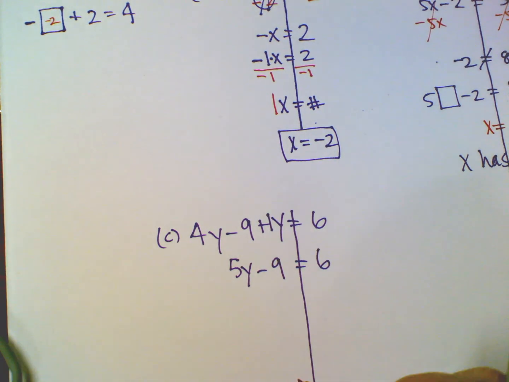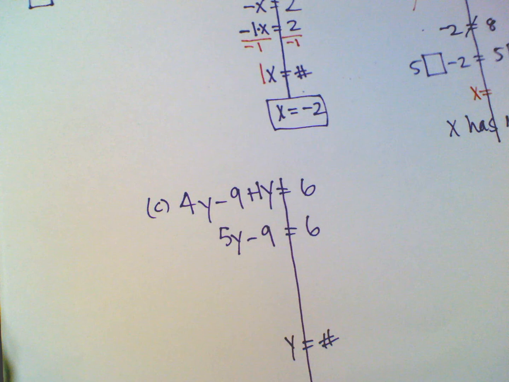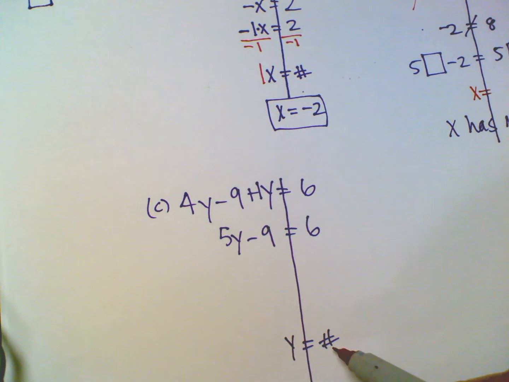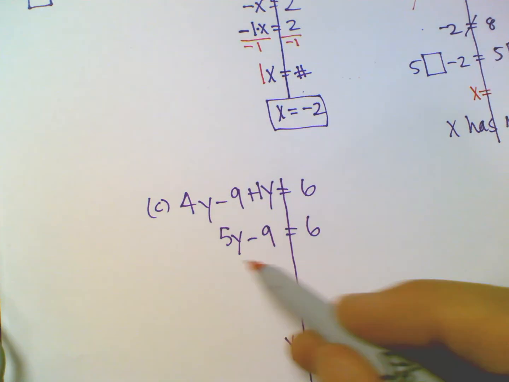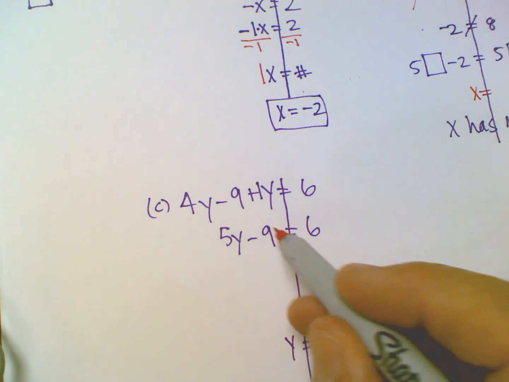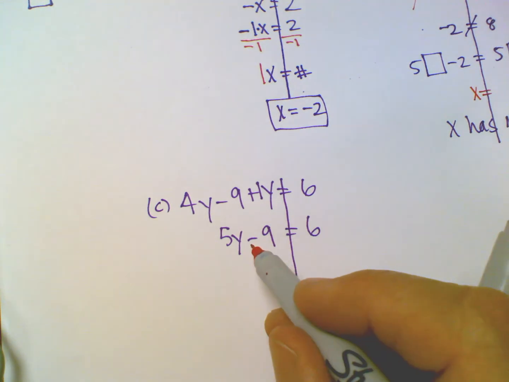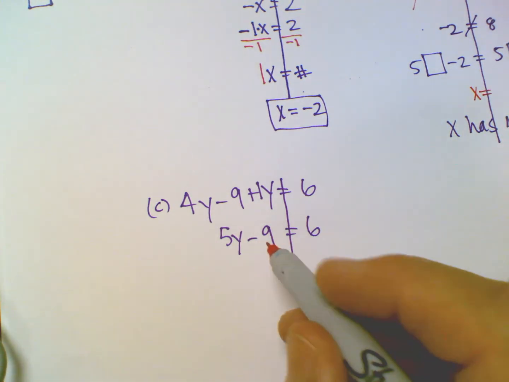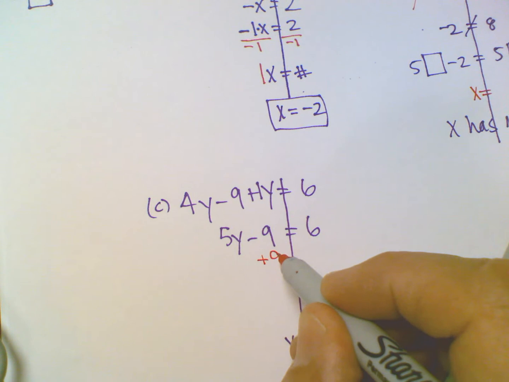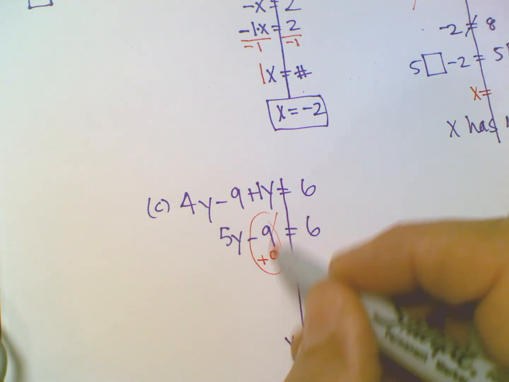So again, the goal is to get my y all alone. Y equals a number. That's what I'm looking for. I want my variable on one side by itself with the number on the other side. So I have to eliminate the operations that are occurring to that variable. The first operation I always eliminate is either add or subtract. I see I have a minus 9, so I'm going to do the inverse operation, which is add 9. Minus 9, add 9, cancels it out.